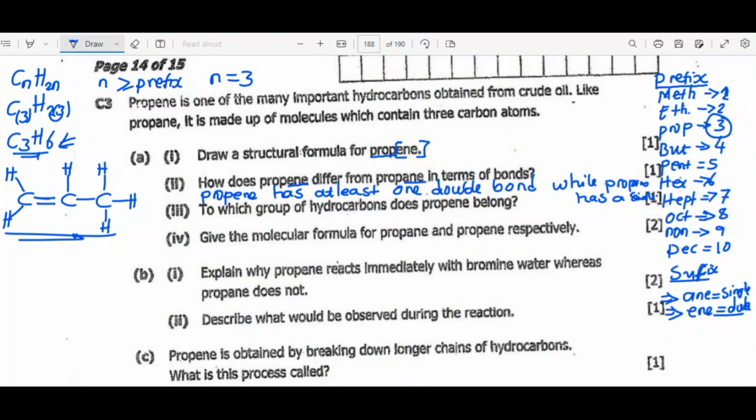Then we move on to question 3. To which group of hydrocarbons does propene belong to? So we are still dealing with ene, so we are looking at alkenes.